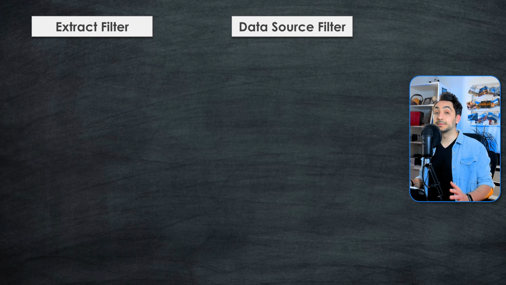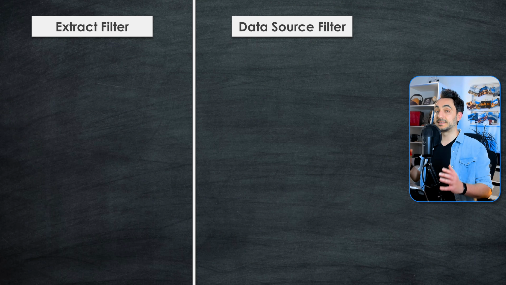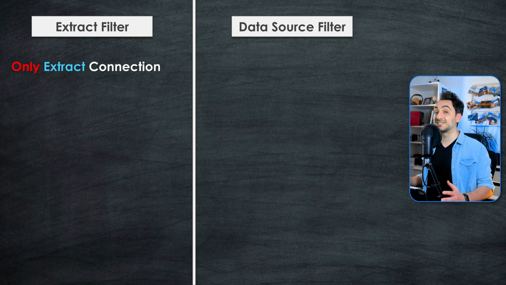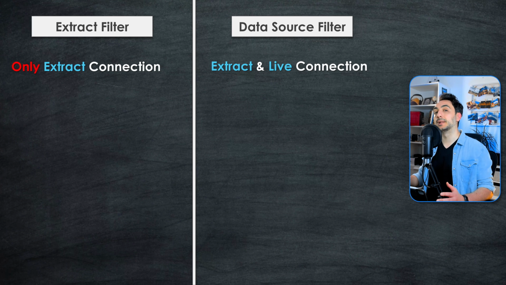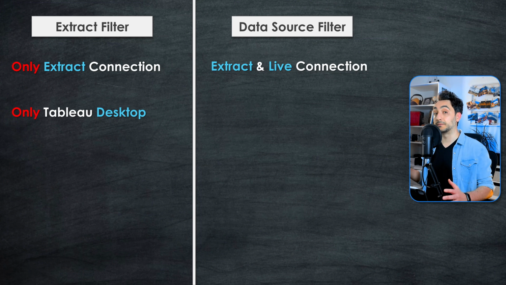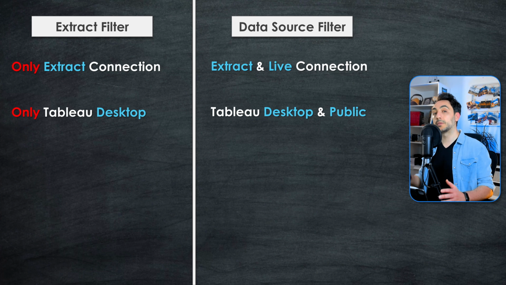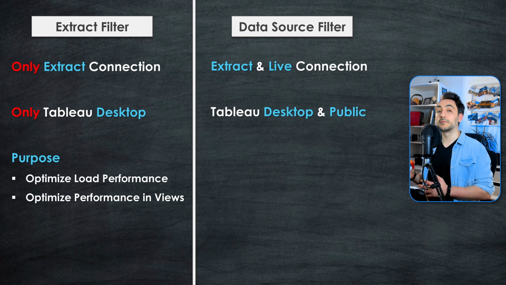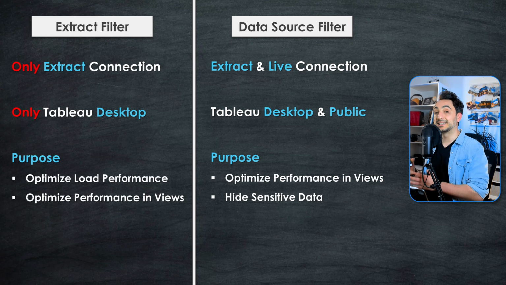Alright, so now the question is, what are the main differences between the extract filter and the data source filter? Those two filters are really similar, but still we have some differences. The extract filter, as the name says, can be applied only on extract connections, while the data source filter can be applied on both extract and live connections. Extract filters can be found only in the Tableau Desktop version, but the data source filter we can find in both Tableau Desktop and Tableau Public. And the main purpose of the extract filter is to optimize both the performance of loading the data and the response time in the visualizations, while the main purpose of the data source filter is to optimize the response time in the visualizations and also to hide sensitive information from the viewers, from the worksheets.